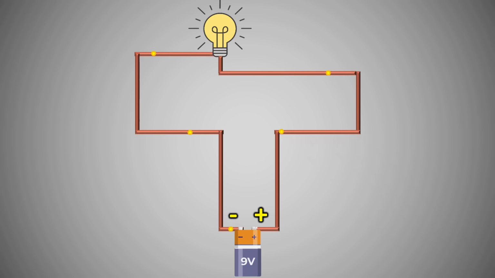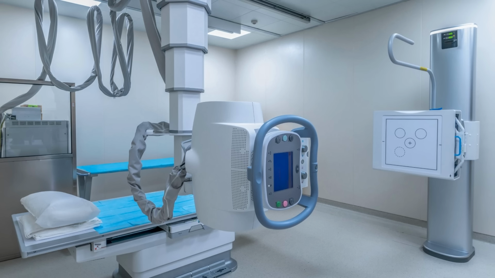Many people believe that DC is weak and cannot give a shock because the voltage from a normal battery is very low. But this is not true. There are many devices that use high voltage DC, and in those systems, an electric shock can be dangerous.